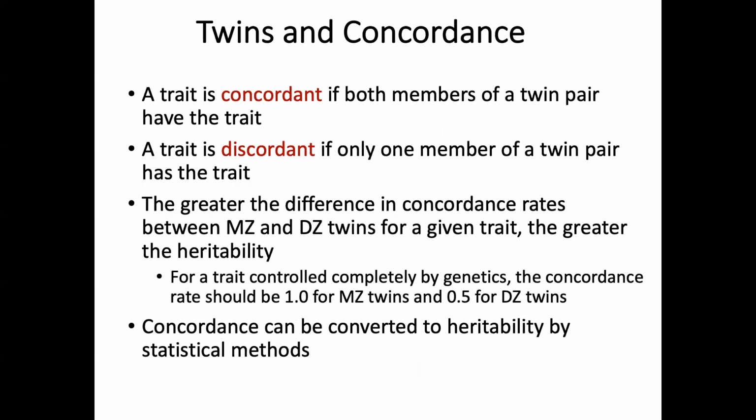Related to that, I need to introduce a new definition to you. That is concordance. In genetics, concordance means the presence of the same trait in both members of a pair of twins. But if only one member of a twin pair has the trait, we say the trait is discordant. The greater the difference in concordance rate between monozygotic and dizygotic twins for a given trait, the greater the heritability. We'll see several specific examples next.